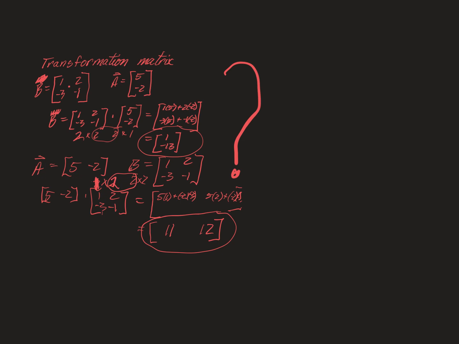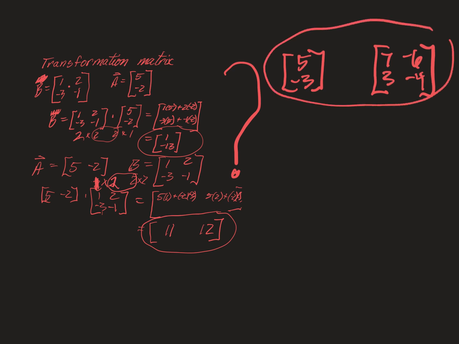And so in the problem, they give you a problem like this, 5, -3, and then they give you the transformation matrix, 7, -3, -6, -4. This is actually one of the problems from the quiz. Now, when I multiply these, I got to make sure I get them in the correct order. If I do it like this, then I'm in the wrong order, okay?